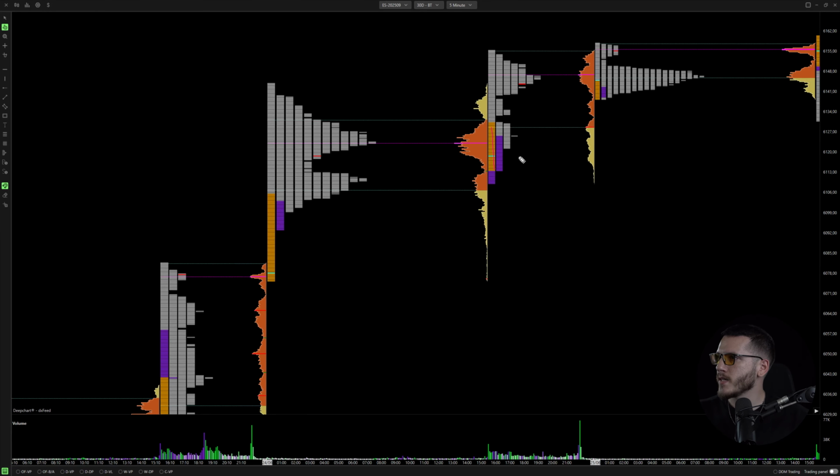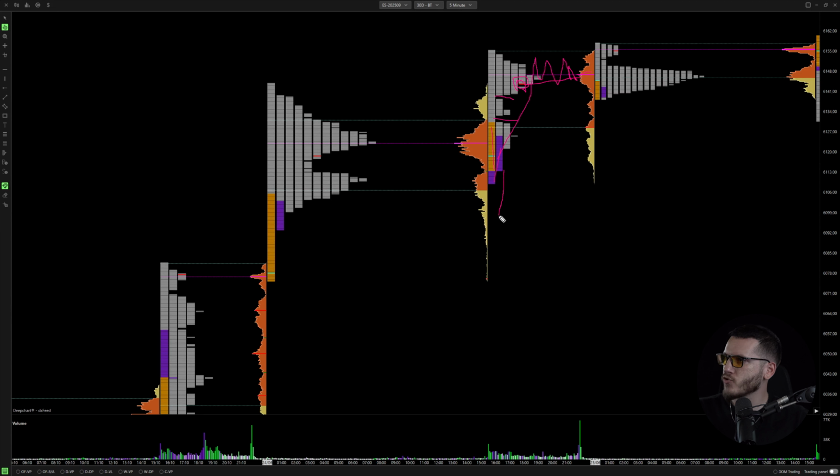And the second balance is here. Then we have a single print, another single print. And price clearly moved up, created value here, and closed around this area. This is the closing of the session, the red one, right? And as you can see, the point of control is very close to the closing level of the session.